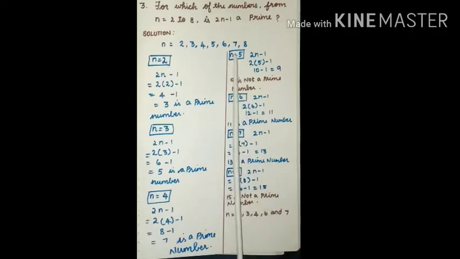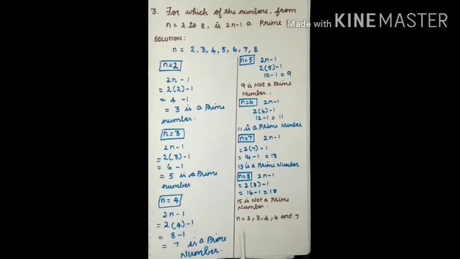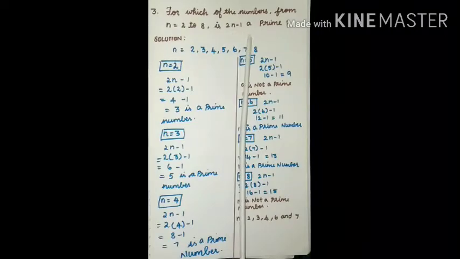But for n value as 5 and 8, we get the answer as a composite number. It's not a prime number. Now we found that for n equal to 2, 3, 4, 6 and 7 only, when substituting into 2n minus 1, we get the answer as prime.